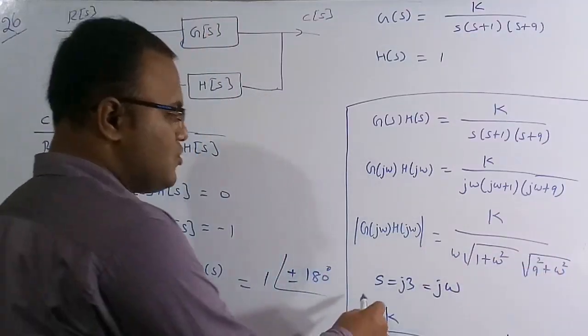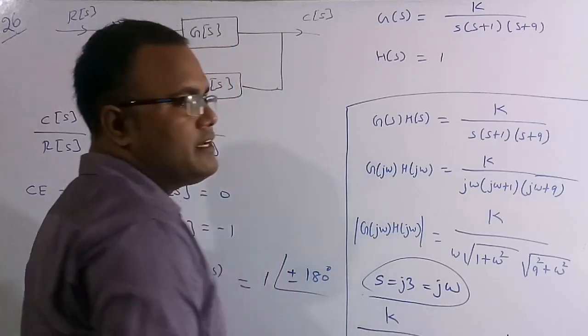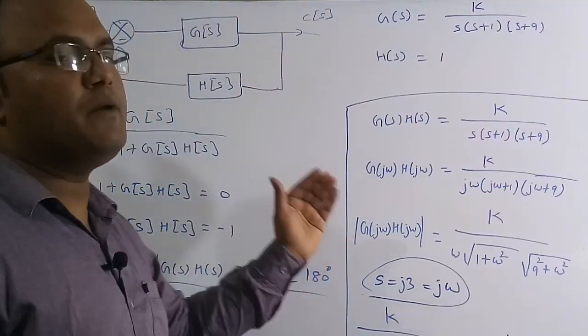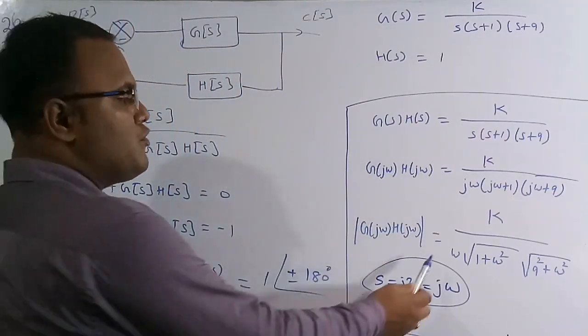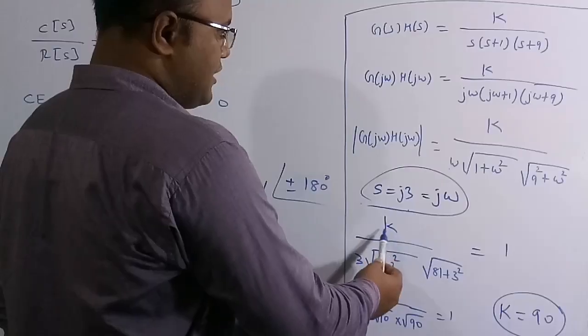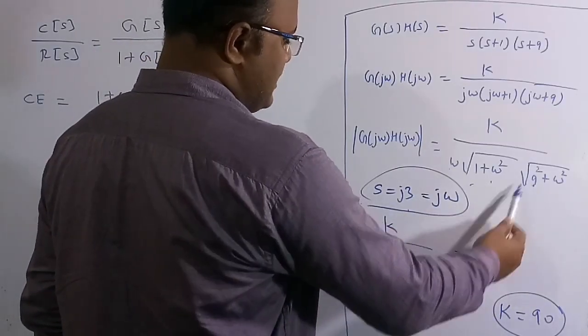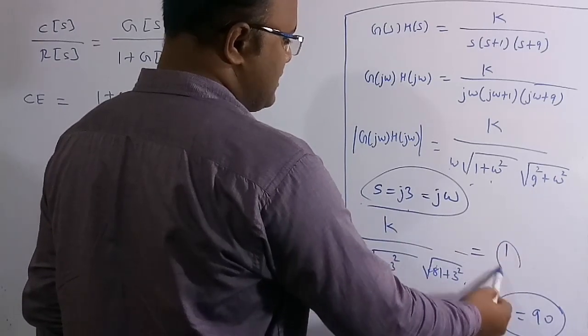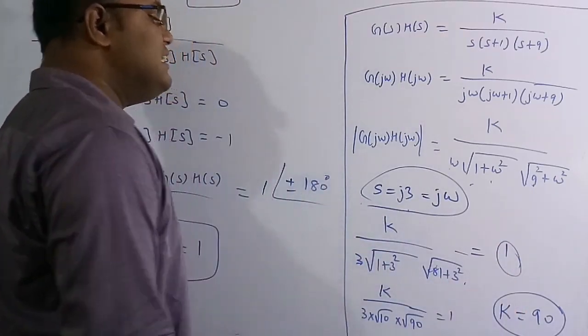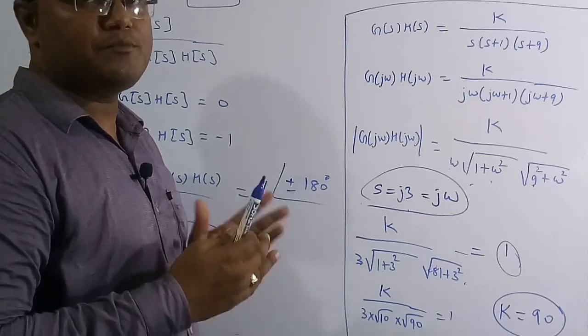But in the question s is equal to 3j, and it is going to satisfy the root locus. Therefore the magnitude part has to be equal to 1. So in place of ω, substitute 3. So k by 3 into the square root of 1 plus 3 squared, into the square root of 9 squared, which is 81, plus 3 squared, is equal to 1. The magnitude part has to be equal to 1 because it is going to lie on the root locus as per the condition.